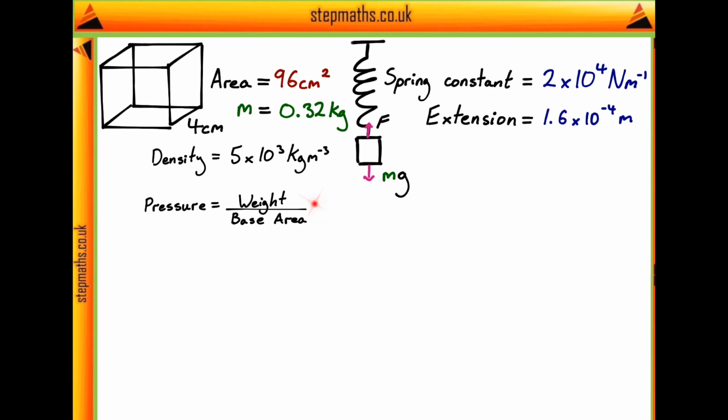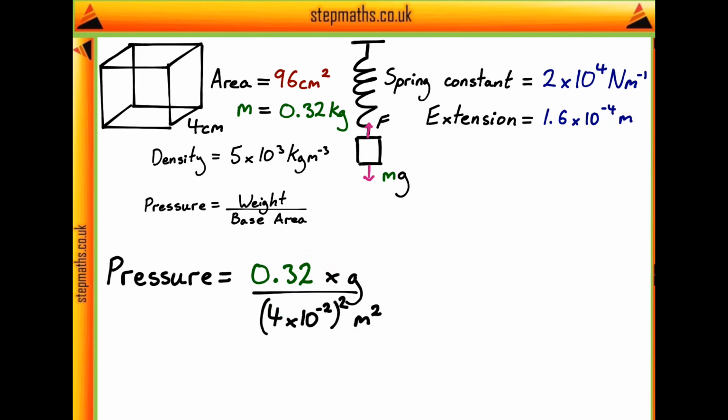Now, if we want to move on and find the pressure that our block produces against a flat surface, then we need to find the weight of the block. So this is just going to be the mass of the block multiplied by the gravitational field strength, g. And then we need to divide this by the area of the base, which is just going to be our side length of 4 centimetres, which again I've just converted into metres here, and that'll be squared to give us metres squared.